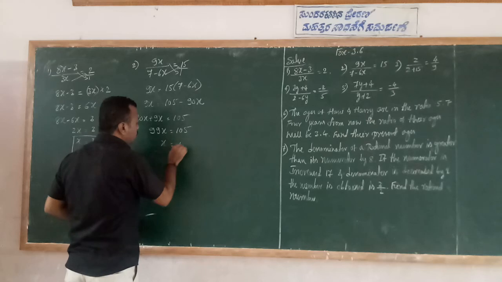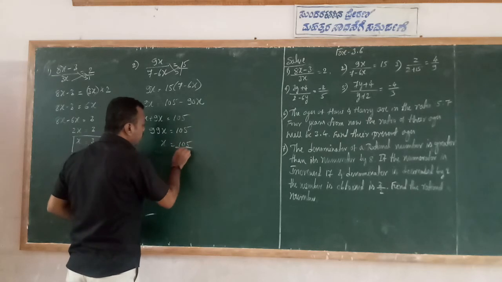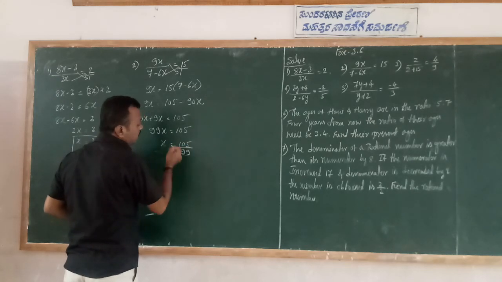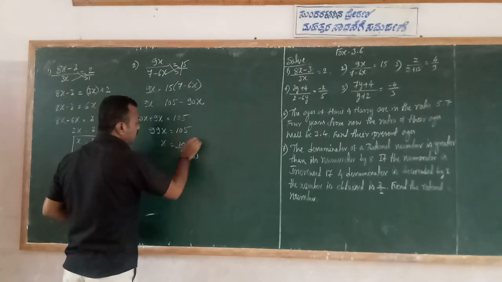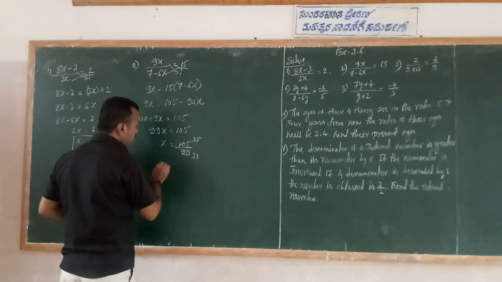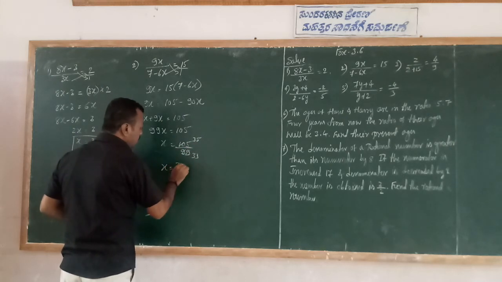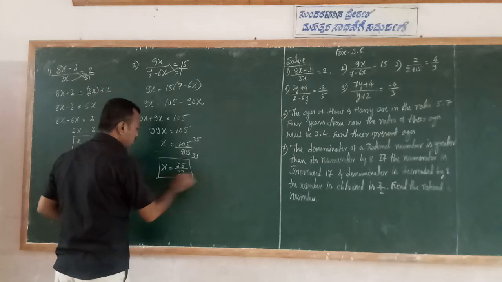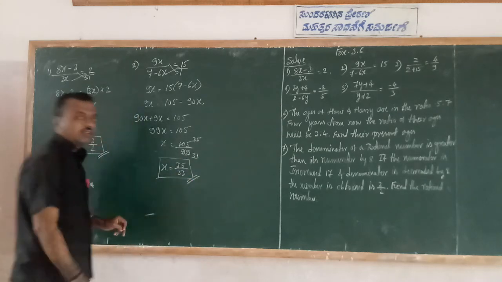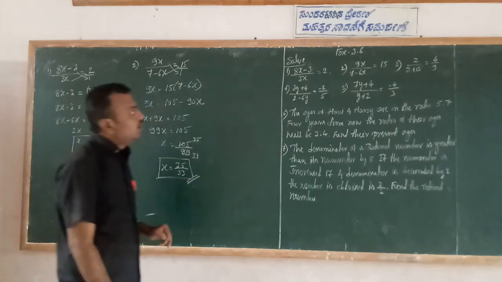Therefore x = 105/99. Dividing by 3, 3 threes are 9, and 3 fives are 15. So x = 35/33. Do you understand? Like this you have to solve it.